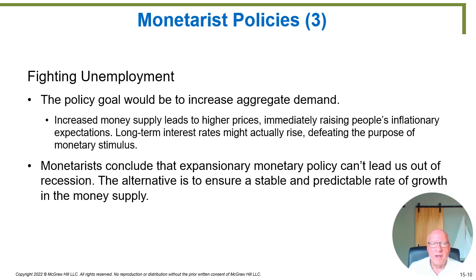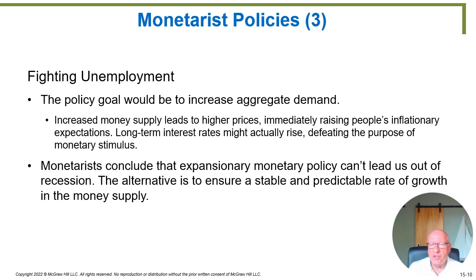And then what do you do to fight unemployment? Fighting unemployment, the policy goal would normally be to increase aggregate demand. That's certainly the Keynesian point of view, that if we increase the aggregate demand or increase the money supply, that's how we're going to increase the aggregate demand. It will lead to higher prices, but inflationary expectations will also rise, and long-term interest rates may actually rise, defeating the purpose of the monetary stimulus. That's what monetarists worry about.